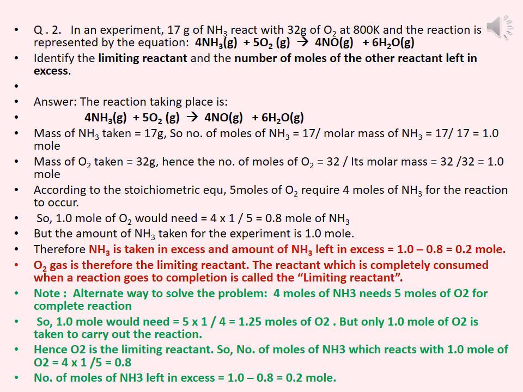How much of it would be left behind? 1 minus 0.8, since only 0.8 is required for the reaction. So 0.2 moles of ammonia would remain in the reaction chamber. Since ammonia gas is taken in excess, the other reactant, oxygen gas, is the limiting reactant. What is a limiting reactant? That reactant which gets completely consumed when a reaction goes to completion is known as the limiting reactant.